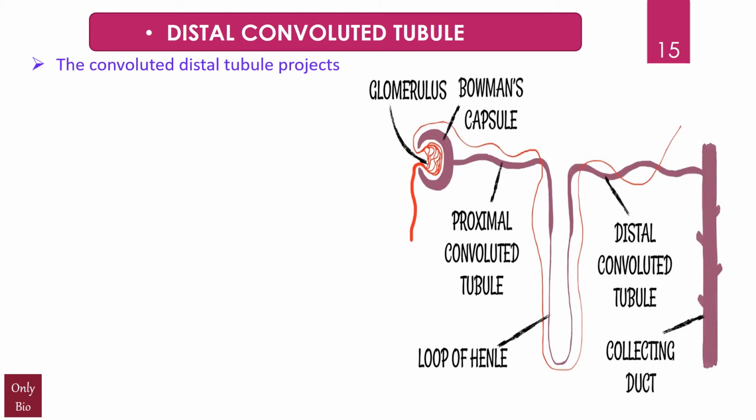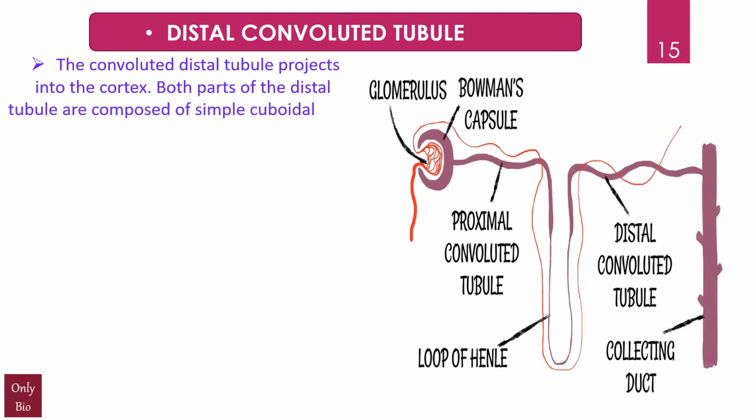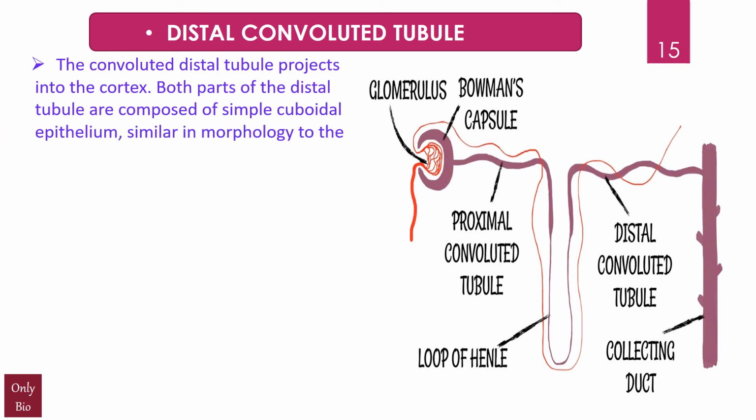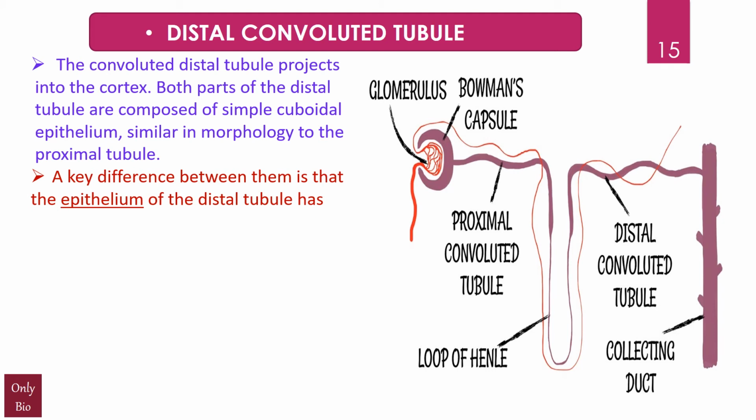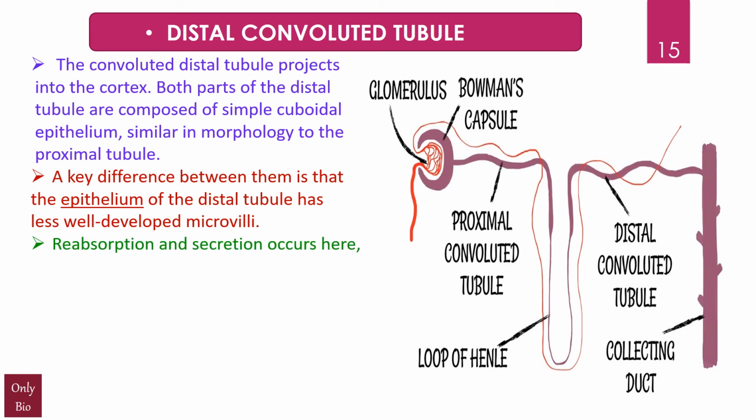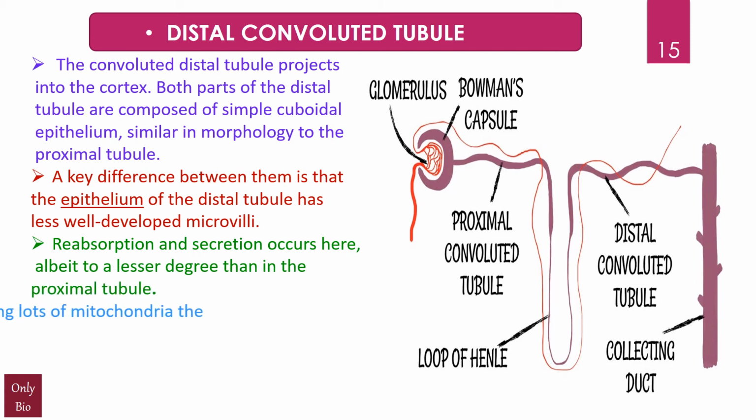The convoluted distal tubule projects into the cortex. Both parts of the DCT are composed of simple cuboidal epithelium similar in morphology to the proximal tubule. A key difference between them is that the epithelium of the distal tubule has less well-developed microvilli. Reabsorption and secretion occurs here, albeit to a lesser degree than in the proximal tubule.